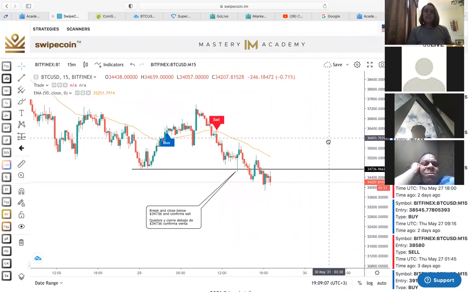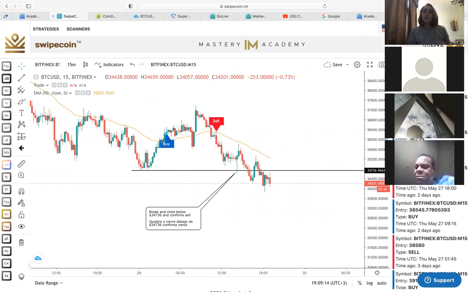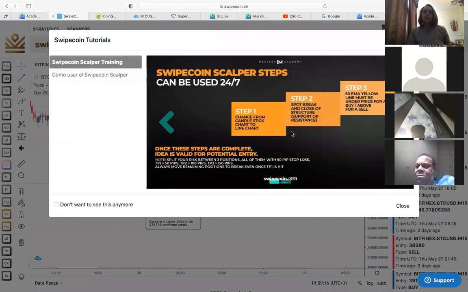So let's take this all the way back here just for a second, right? You can see when you first log into the swipe coin scalper, for those of you that are brand new to DCX, you'll get the 3 steps come up, right? Step number 1, you're going to want to change this to line chart. Step number 2, you're going to be waiting to spot your break and close of structure, which is your support or your resistance, or your floor and your ceiling, right? And then step number 3 is where is that 50 EMA? So where is that yellow line? Is it above price or is it below price?